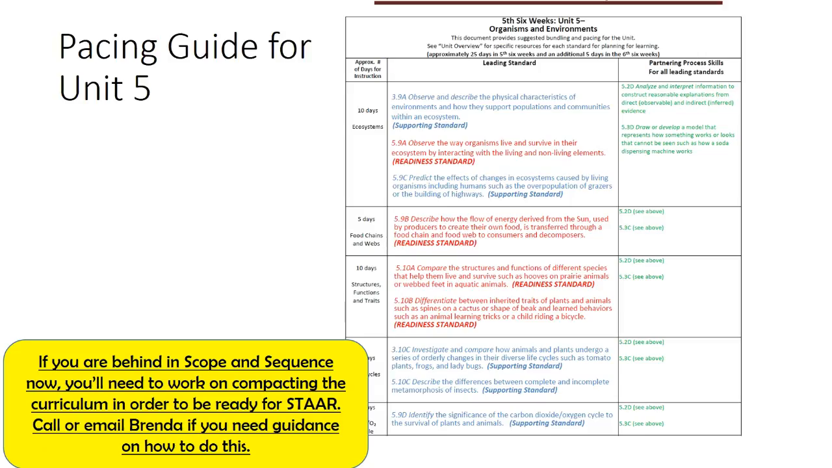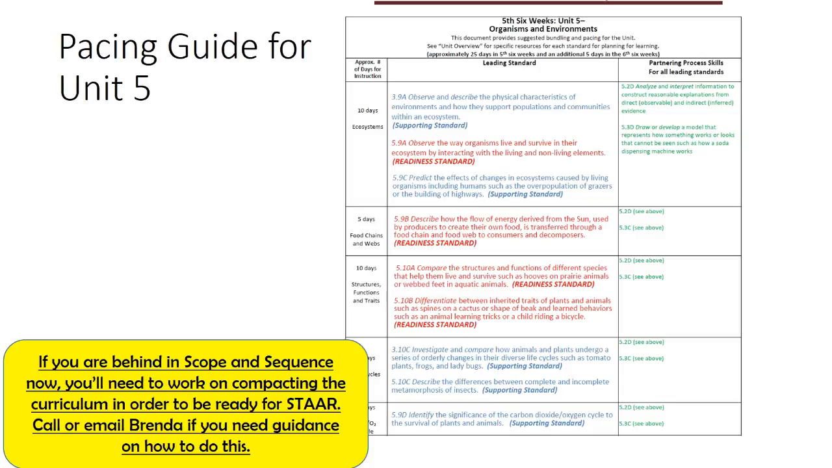Okay, so let's talk about the pacing guide for Unit 5. We have 6 weeks to cover all of our organisms and environment standards, and it's pretty fast-paced. I know by this time of the year, sometimes we get a little bit behind in scope and sequence, and if you're more than a week behind, you're really going to have to look carefully at compacting your curriculum. Otherwise, you won't have enough time to review for STAR. And so we're going to talk in depth about the pacing for Unit 5, which actually goes into a little bit of the 6 weeks.